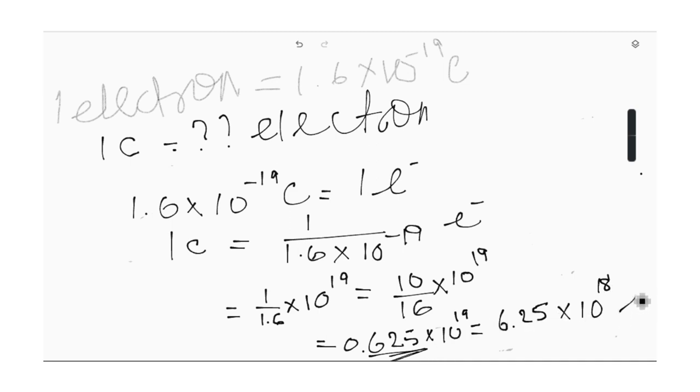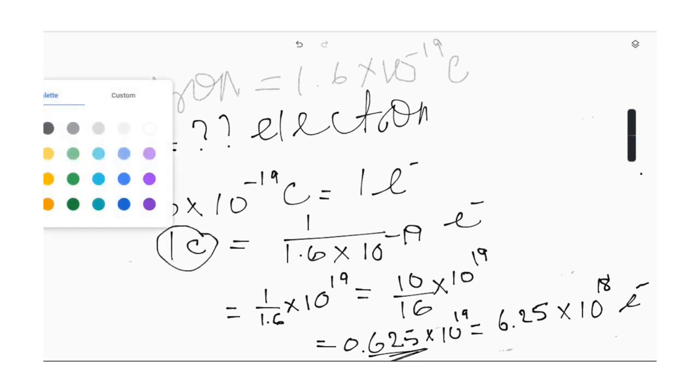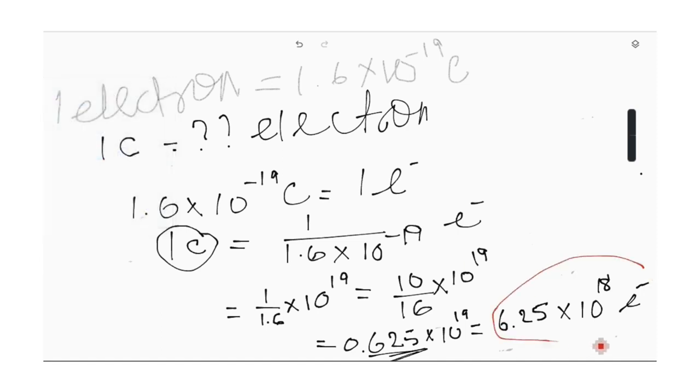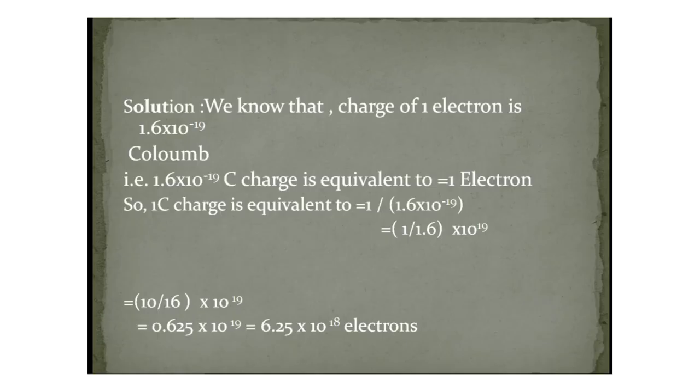So these many electrons. So when the charge is 1 coulomb, the number of electrons is 6.25 × 10^18 electrons. Okay, now we can note it down, not from here obviously. I'll show you the proper solution. So students, I hope you understood the problem. You can note the steps of the solution of this problem from here.